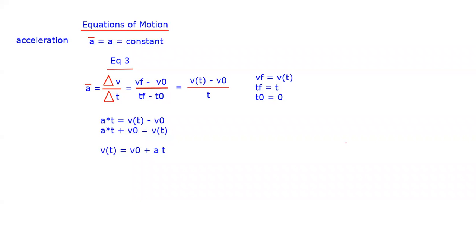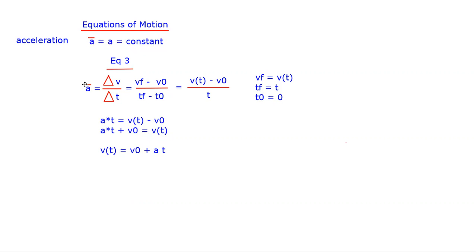Okay, this is going to be our third equation here. This is going to be an equation for velocity as a function of time. And it's going to be linear in time. And we're going to derive it from the equation for acceleration. And so we know that the acceleration, the bar is average acceleration, but we know that we're keeping it constant.